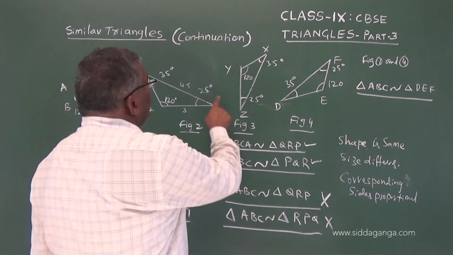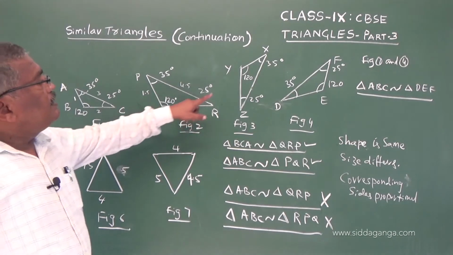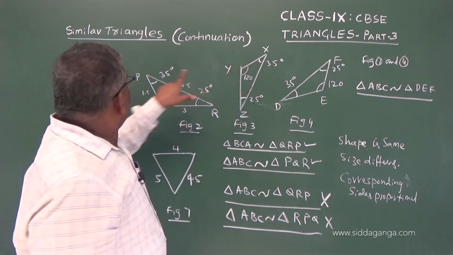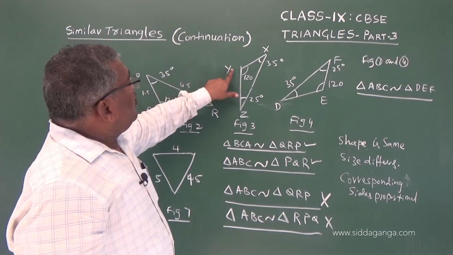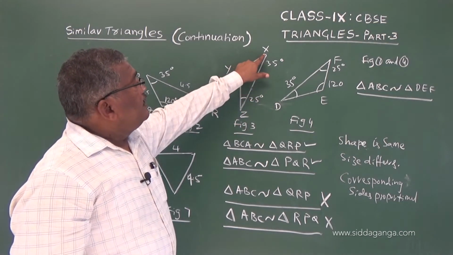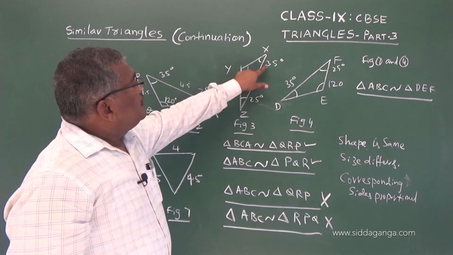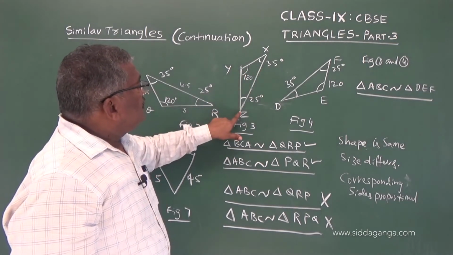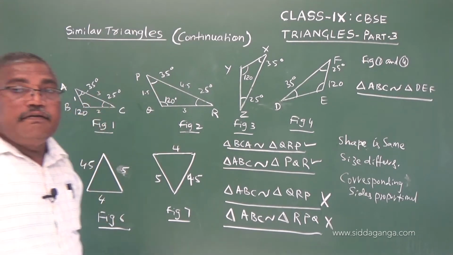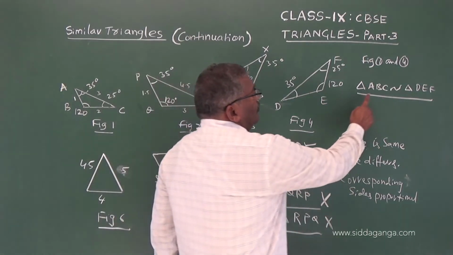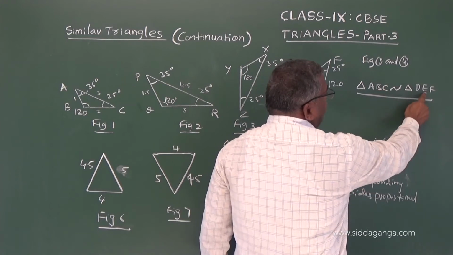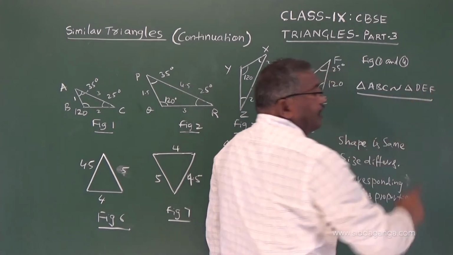So if you compare figure ABC and XYZ, let us say XYZ, you have to write triangle ABC, you cannot write YZX. You have to write XYZ: 35 degrees, 120 degrees and 25 degrees, 35 degrees, 120 degrees and 25 degrees. So likewise, if you observe the figure, angle A must be equal to angle D, angle B must be equal to angle E, angle C must be equal to angle F.